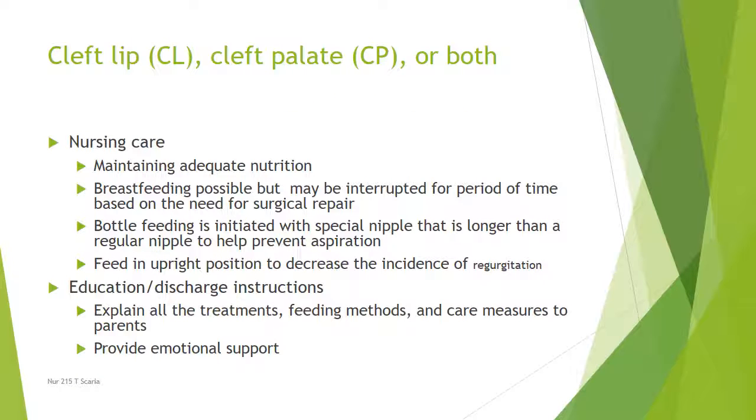Nursing care includes maintaining adequate nutrition. Breastfeeding is possible but may be interrupted for a period of time based on the need for surgical repair. Bottle feeding is initiated with special nipples that are longer than a regular nipple to help prevent aspiration. Feed in an upright position to decrease the incidence of regurgitation. Education and discharge instructions include explaining all the treatments, feeding methods, and care measures to parents. Provide emotional support.